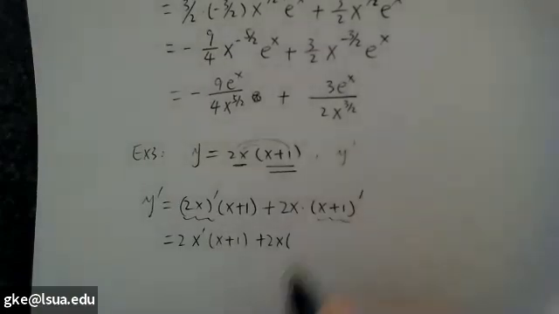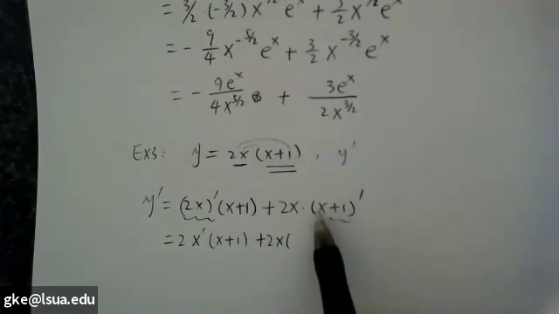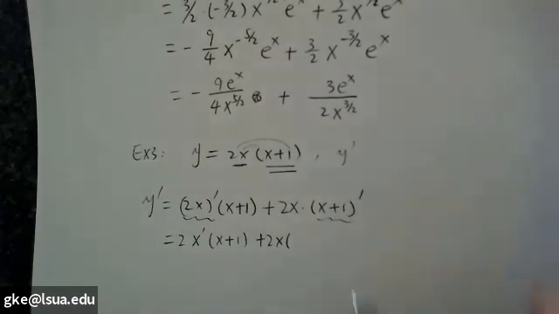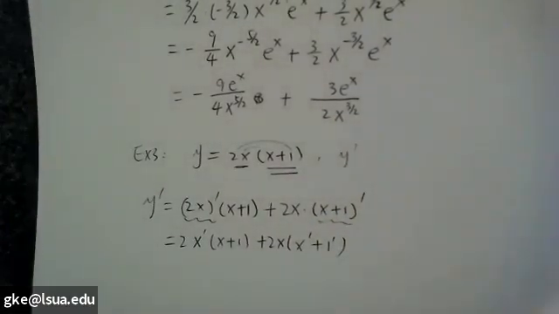Okay, and for this one, we're going to use the sum rule. For x plus 1, we do the derivative of each term: the derivative of the x, and the derivative of the 1.